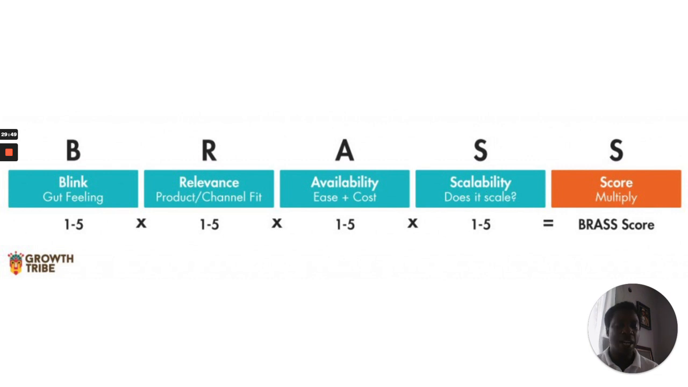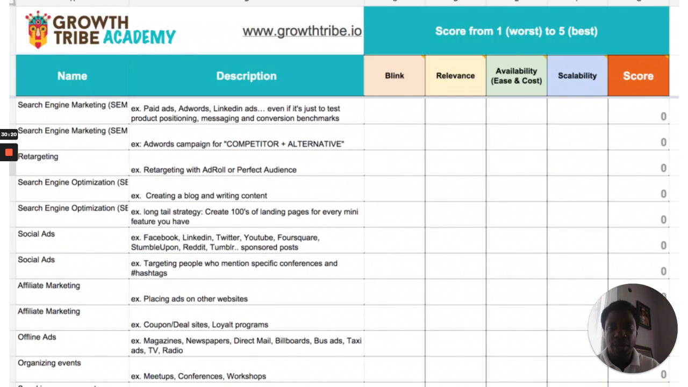Then we have relevance. This is where you have the product channel fit. Can you remember when we did the product channel fit? So you rank that one 1 to 5. Then you have availability. Availability has to do with how easy this thing is to do. Maybe it's a great idea, but it's hard to do, or it costs money, or it costs time. Is it scalable? Is it the kind of idea that if we do it now, it will work for a while, but we can't really scale it? It has limitations. Then you rank it based on that.